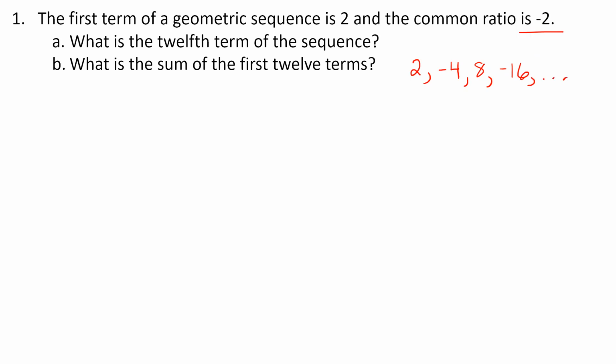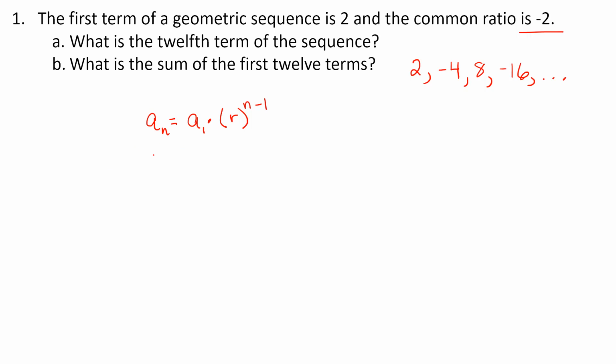All right, so to find the 12th term in a geometric sequence, a sub n is equal to the first term times the common ratio raised to the n-1 power. Because you're going up to the 12th term, you would only have r to the 11th power. You've only multiplied by -2 11 times because the first term, a sub 1, doesn't get multiplied by -2.